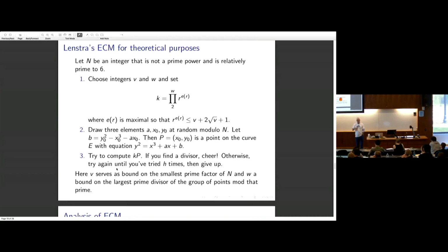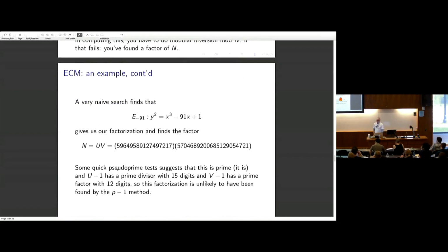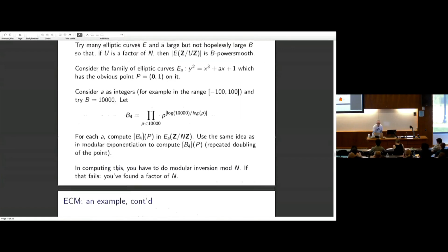You could be even less random, and you could just say, I'm going to take b equals 1. I'm going to pick a starting at, let's say, negative 100 and going to positive 100. And I just choose my point to be the origin, x equals 0, y equals 1. So that's what I did for this example here. This is what we're trying to do.